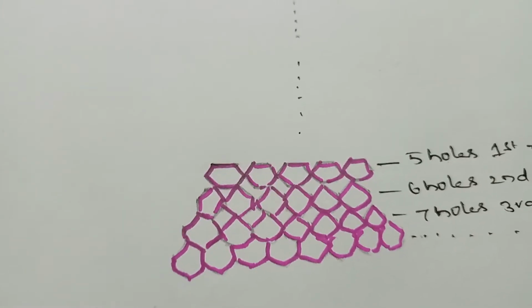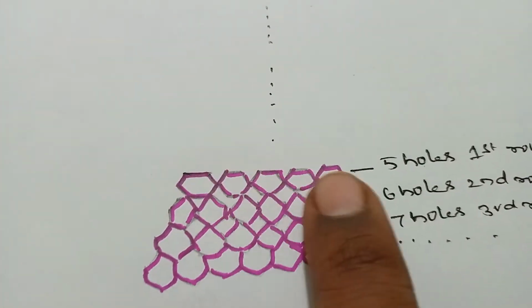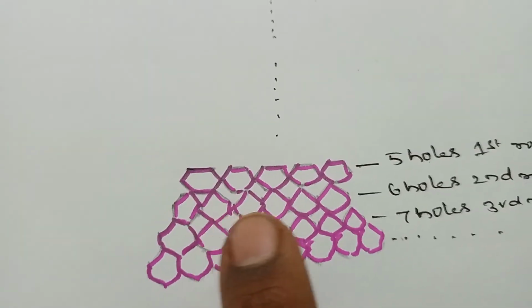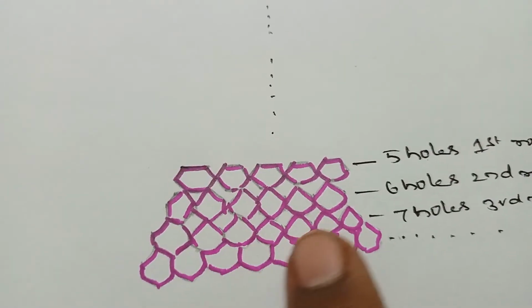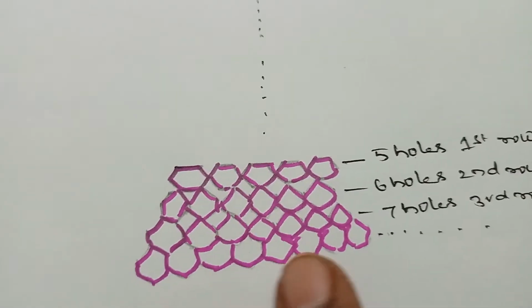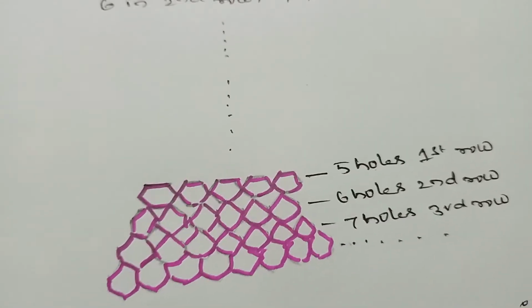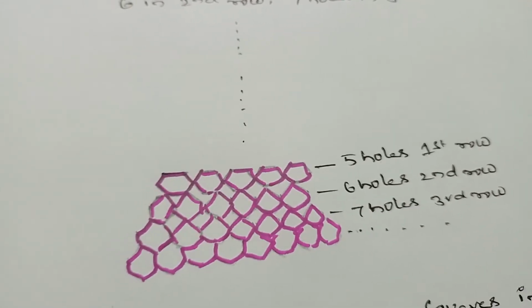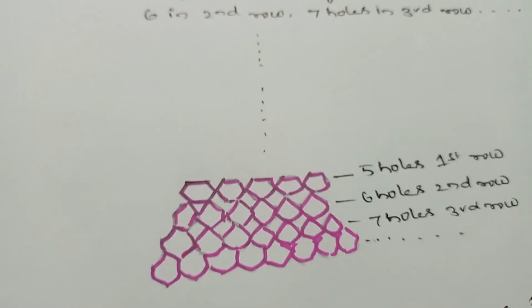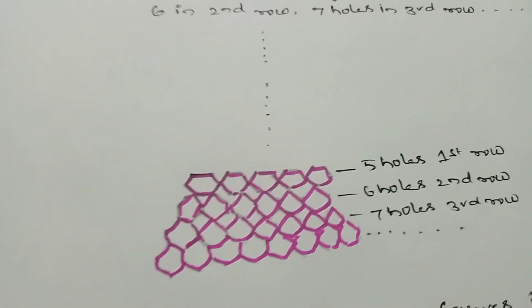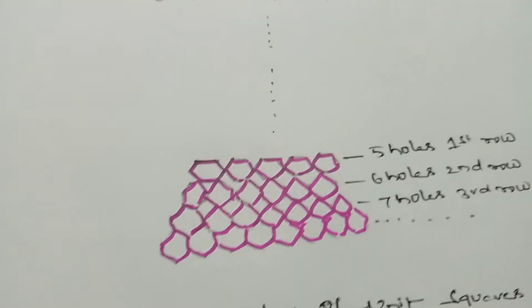Each and every row will be increasing in order with a certain pattern. Suppose the first row has 5 holes, the second row has 6 holes, the third row has 7 holes, and the fourth row has 8 holes, and like that. So it will be in increasing order or decreasing order, it is following a certain pattern.